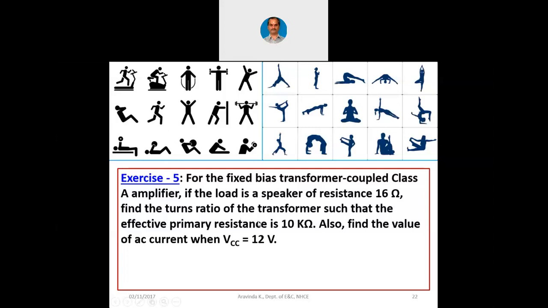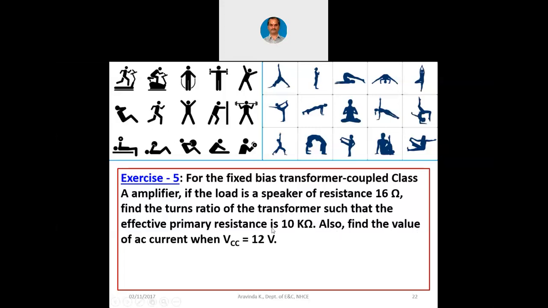Now we have to use the previous derivation which we did for solving this exercise. We have to find out the turns ratio. Effective primary resistance has to be 10 kilo ohms now. You can see the output is 16 ohms, whereas at the input we want to have 10 kilo ohms, so that the collector current is reduced. When the collector current is reduced, actually the power also is going to be reduced, right? When the collector current is reduced, power is anyhow going to be reduced, so efficiency is going to be increased.